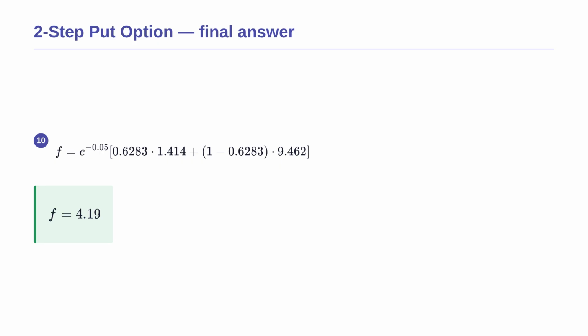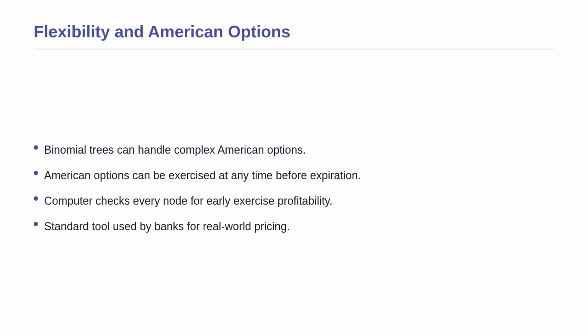This step-by-step backward calculation we just performed reveals the true power of the binomial model. Its incredible flexibility. While other formulas, like the famous Black-Scholes model, only work for European options that are exercised at the very end of their life, the binomial tree can handle American options. An American option can be exercised at any time before it expires. By building a tree with many small steps, a computer can check at every single node whether it is more profitable to hold the option or exercise it early. This makes it the standard tool used by banks worldwide.